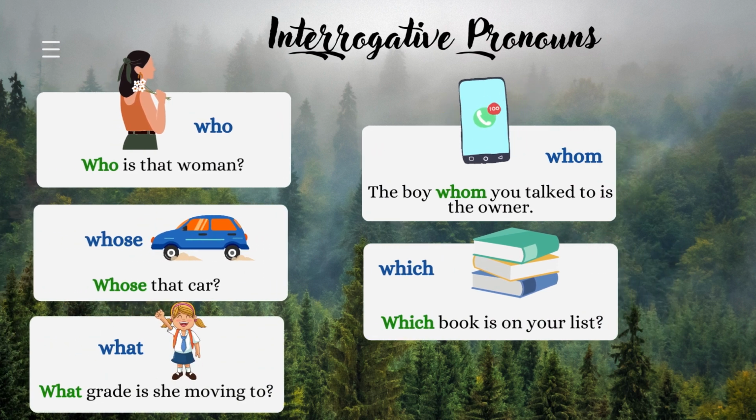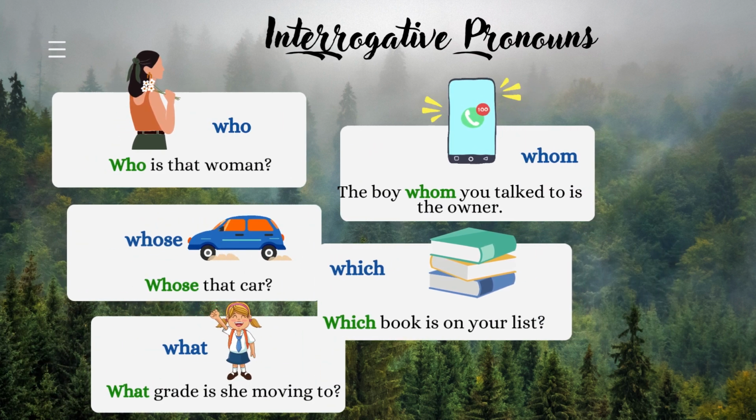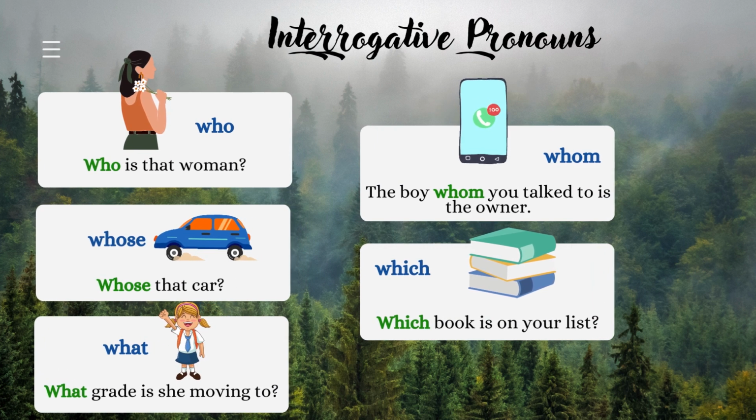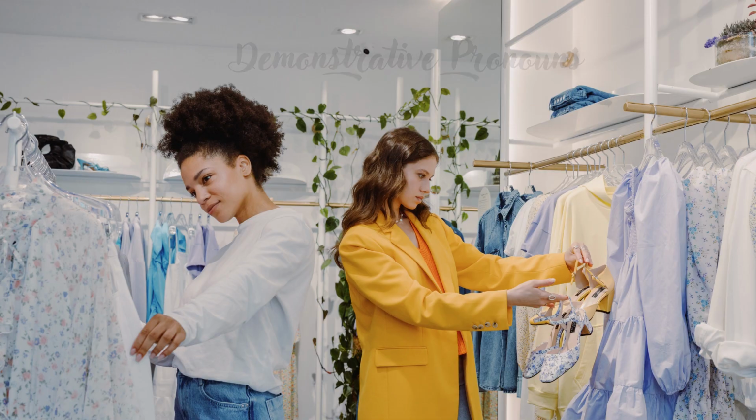Let us now talk about interrogative pronouns. We use them to ask questions, and the ones we're going to use are who, whom, whose, which, and what. Who is that woman? Whom did you call? Whose is used to show belonging. So, whose is that car? What grade is she moving to? And which is the book from your list?